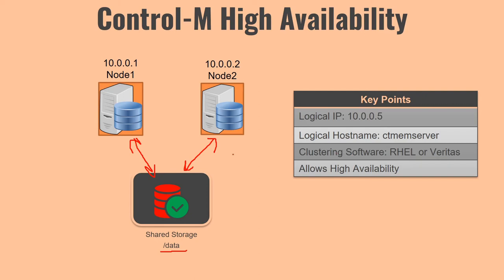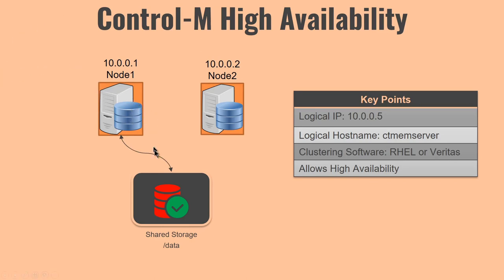This is made possible by using clustering software. When you install Control-M in a cluster, you install it using an active-passive mechanism. What that means is, at one point of time, only one node is going to be active and the other node is just going to be passive. If the active node goes down, the passive node becomes active. So let's try to understand this in more detail. Now here you see node 1. Let's say you have installed your application in a cluster environment.